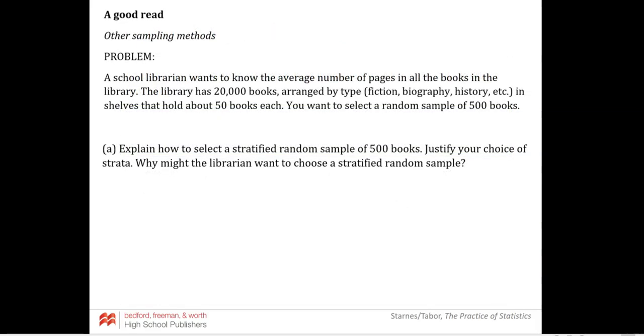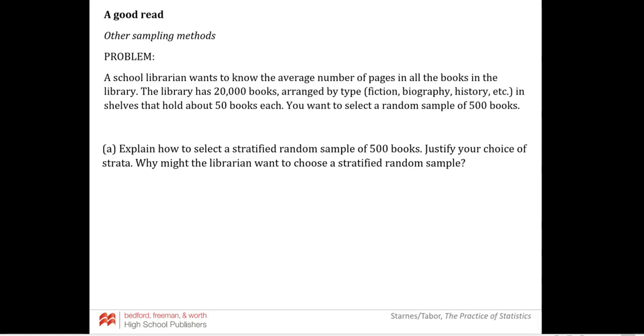Okay, so let's try a couple of problems, just to make sure you're getting the ideas, especially those first two, which are the tougher two. A school librarian wants to know the average number of pages in the books in the library. The library has 20,000 books, wow, arranged by type, fiction, biography, etc., on shelves that hold about 50 books each. So every shelf holds 50 books. You want to select a random sample of 500 books.